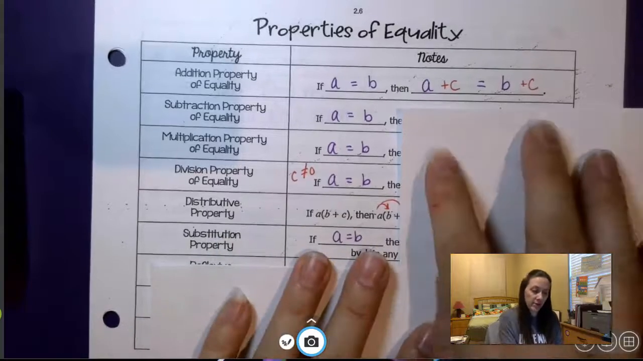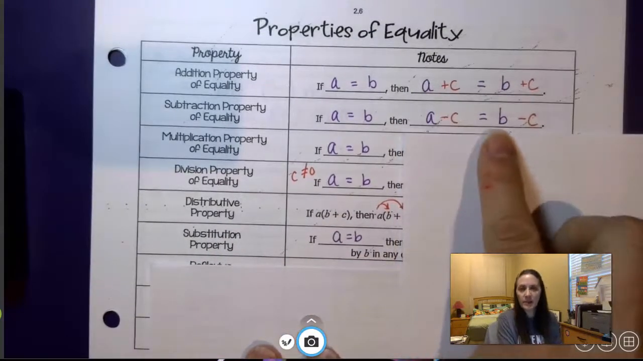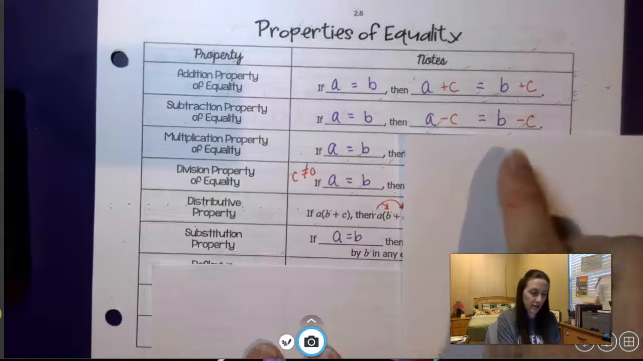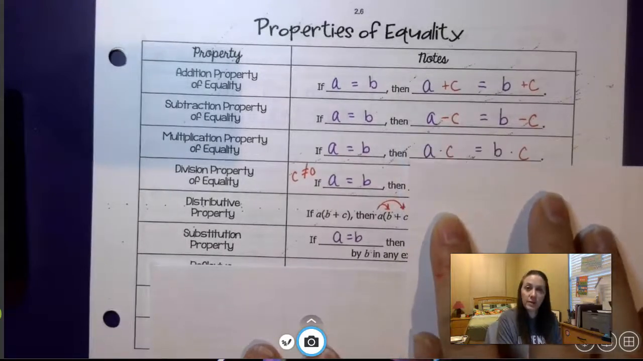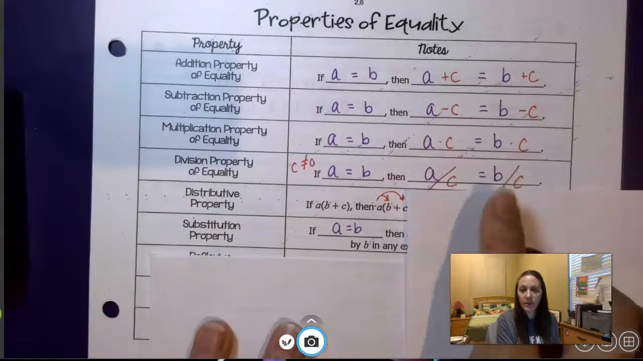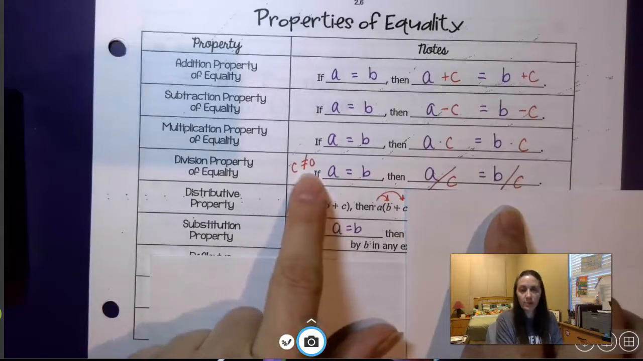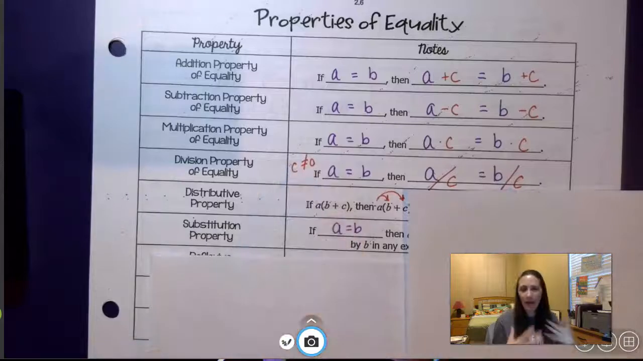Same thing here with subtraction. If A equals B, then A minus C is going to be the same as B minus C. Subtract on both sides. The multiplication property is going to be, if you have A times C, then you have B times C. It has to be equal. And the division property works the same way. A divided by C would be equal to B divided by C. Now this only works as long as C is not equal to 0. I might go faster than I normally do, so again, pause if you ever need to fill in stuff and listen as you go.